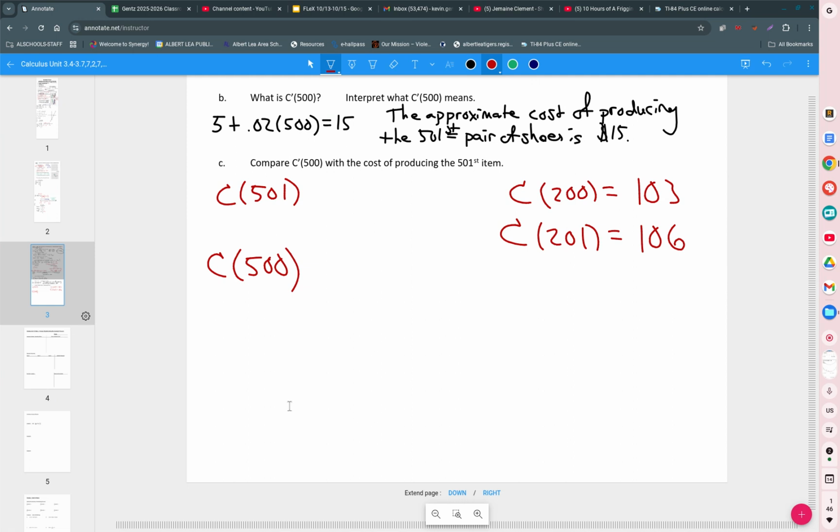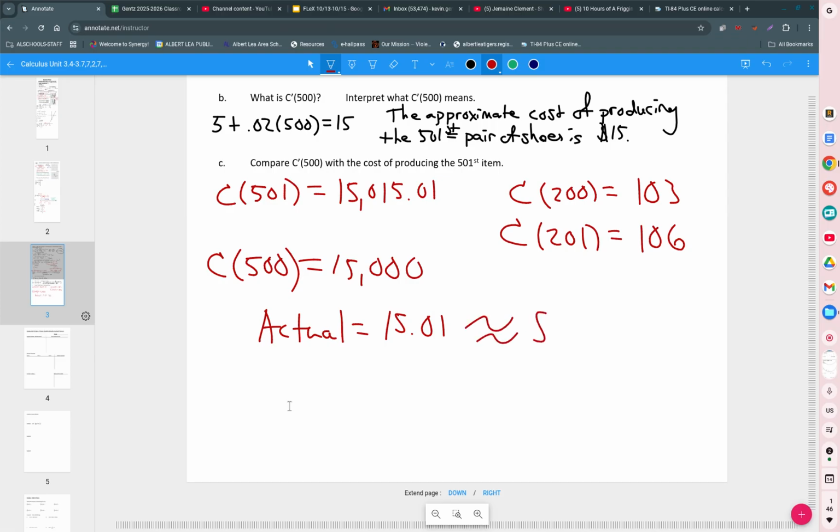So we're just about done. The cost of producing 501 is $15,015.01. The cost of producing 500 was $15,000. So the actual cost is equal to $15.01, which is about $15. So again, the derivative gives us an estimation, and it is usually a really, really good estimation.